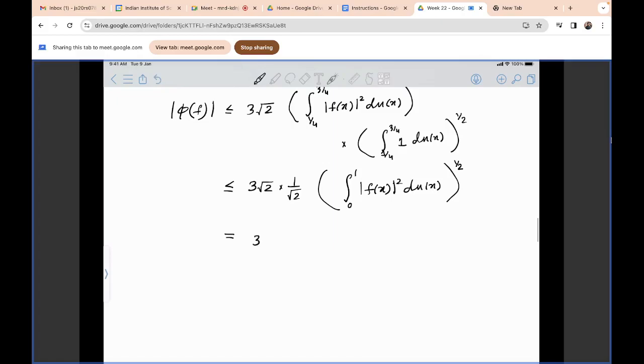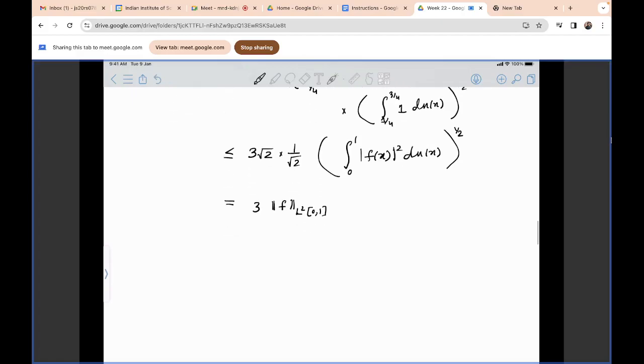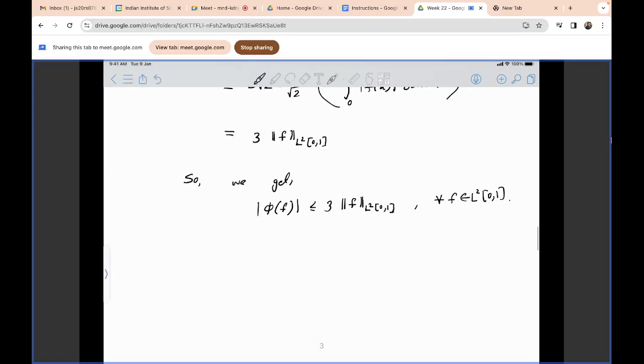So therefore what do we get? This is 3 times the L2 norm of f over [0,1]. So we get that mod phi of f is less than or equal to 3 times the L2 norm of f, and this is true for all f in L2[0,1], which implies phi is a bounded linear functional.